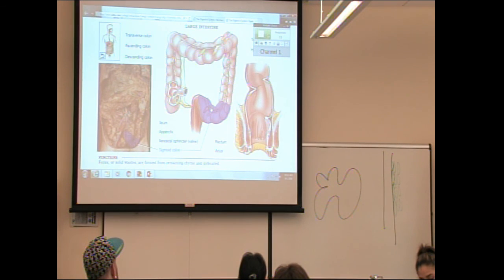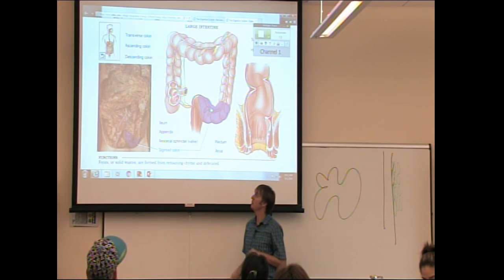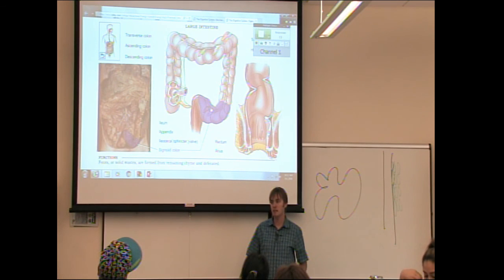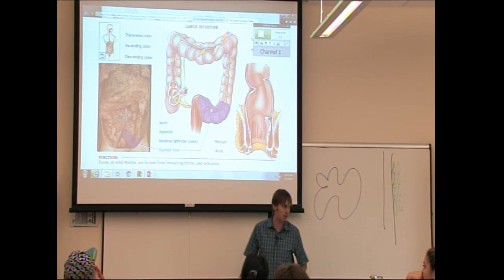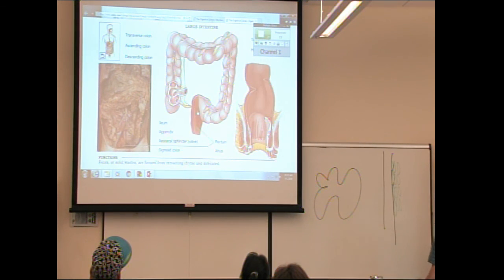So then if you don't have your appendix, where does that bacteria stay? So if you don't have your appendix, then at least in theory, maybe you'd have trouble repopulating the large intestine if you had bad diarrhea. But there haven't been any studies that have shown any increased risk of anything for not having your appendix. Probably because we don't all get cholera all the time. Thank goodness. So kind of interesting.